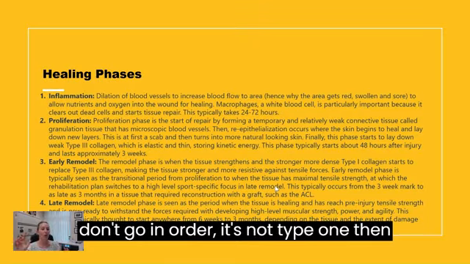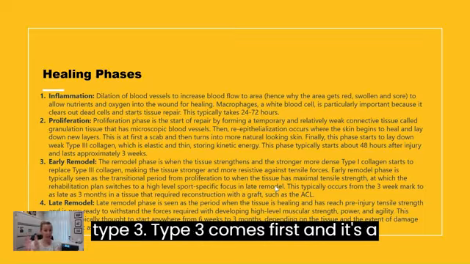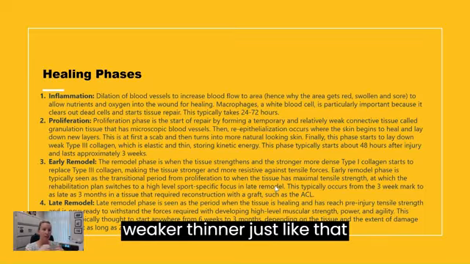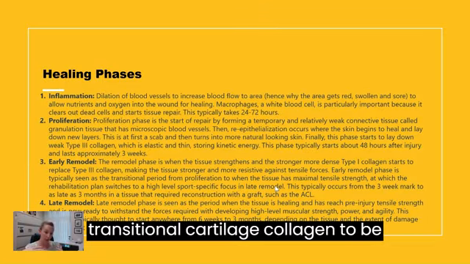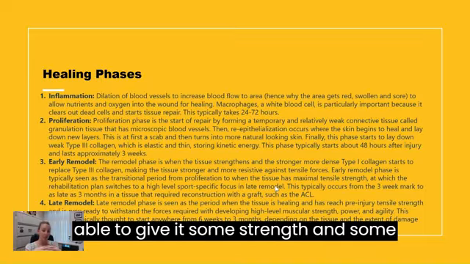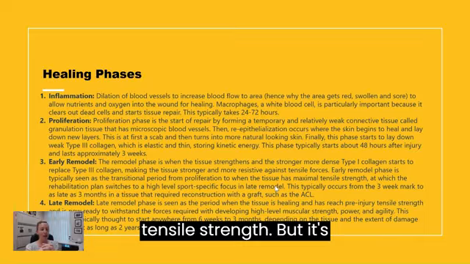So please note that they don't go in order. It's not type 1, then type 3. Type 3 comes first, and it's a weaker, thinner, just like that transitional collagen to be able to give it some strength and some tensile strength.